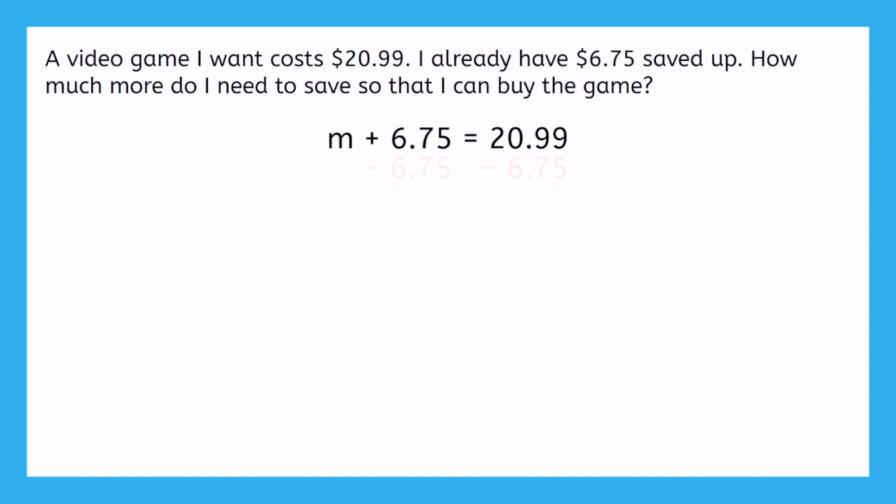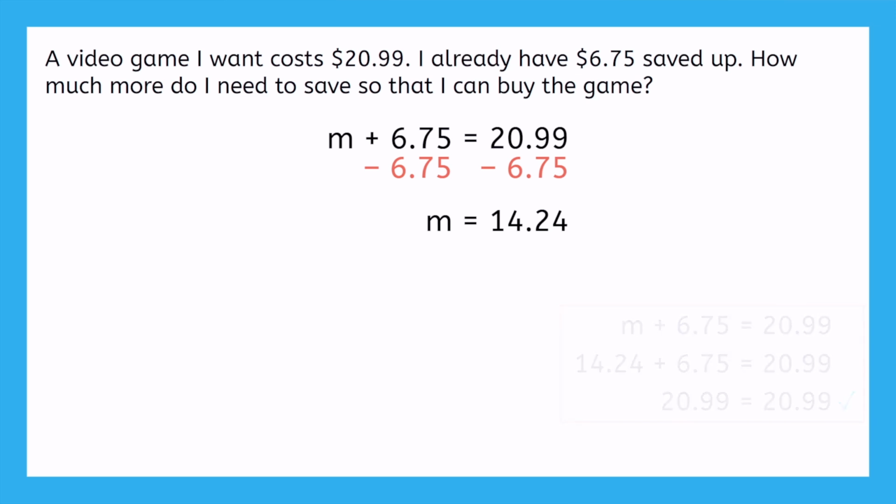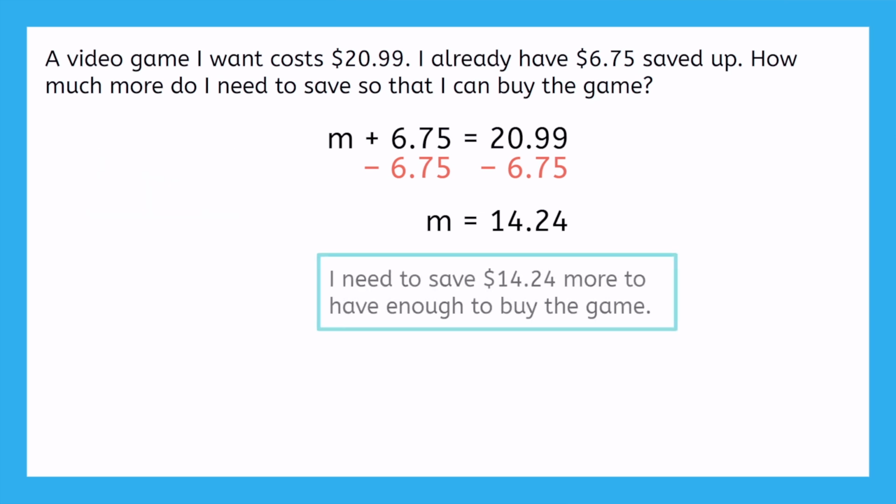Check your work. Subtracting 6.75 on both sides gives us m equals 14.24. As always, we want to check our answer. When we substitute 14.24 into our equation and evaluate, it all checks out. But what does this solution mean? It means I need to save $14.24 more to have enough to buy the game I want. When we're solving real-world problems, it's important that we put our solution back into the context of the situation to fully answer the question, including the correct units.